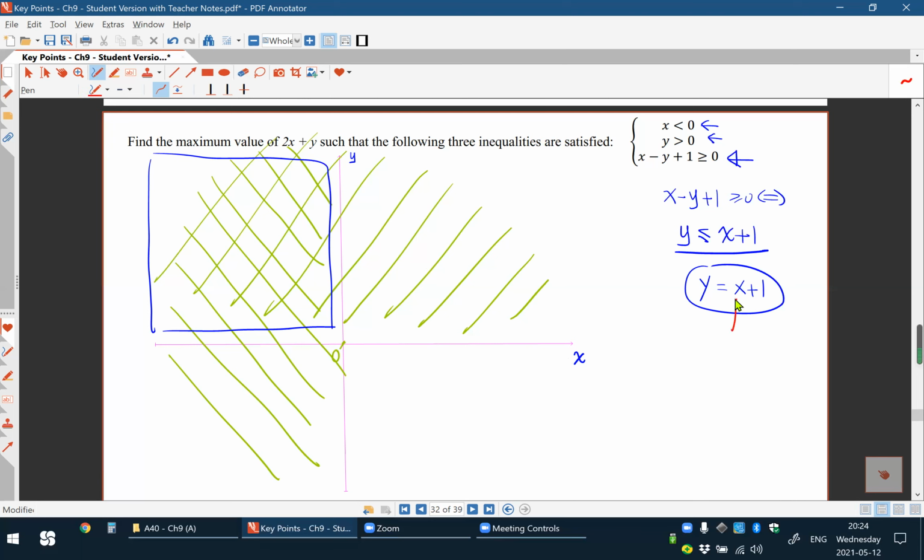How do we find that line? First of all, it has a slope of 1, so approximately it looks like this, right? Next, sorry, it has a y-intercept of (0, 1), right? So this line should look like this. Okay, this line should look like this.